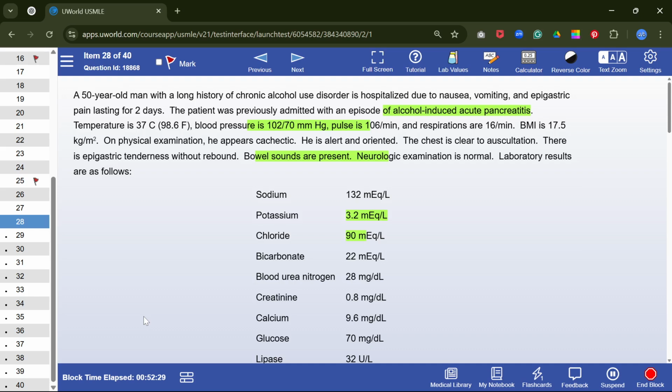And the patient has chronic alcohol use disorder. So the very high yield point in here, on physical examination, the patient is cachectic. So he is unable to take food. And now we are giving tons of things. Now what will happen?